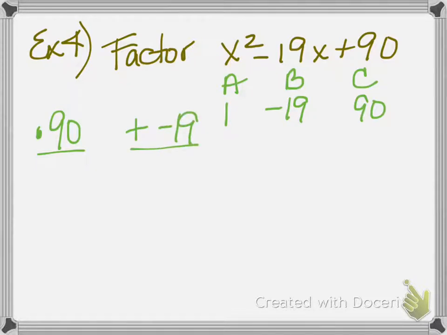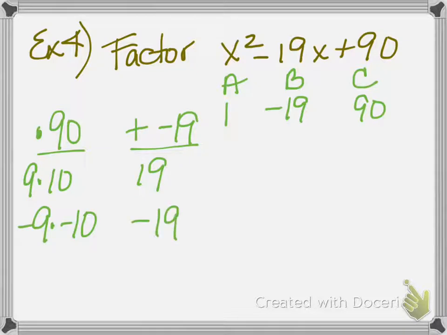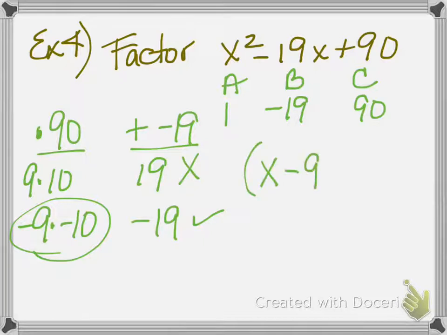So 90 right away, what comes to my mind is 9 times 10. 9 times 10, when I add those together, I get 19. But I need negative 19. Well, what if I have negative 9 times negative 10? When I multiply two negatives, I still get a positive answer. So negative 9 times negative 10 is positive 90, and negative 9 plus negative 10 is negative 19. So there are my factors. That one works out, this one did not, and I end up with x minus 9 and x minus 10.